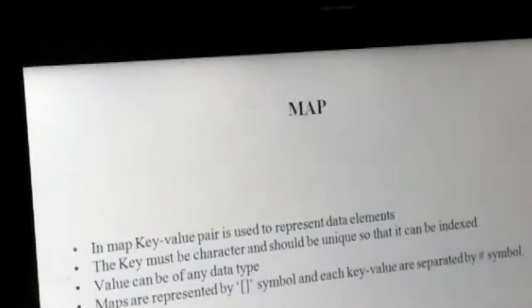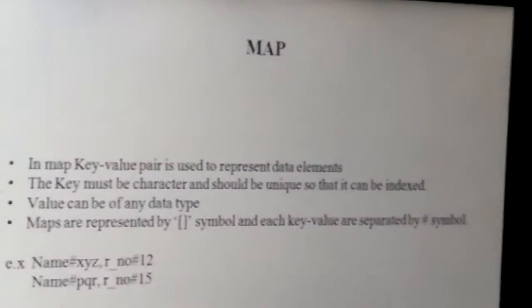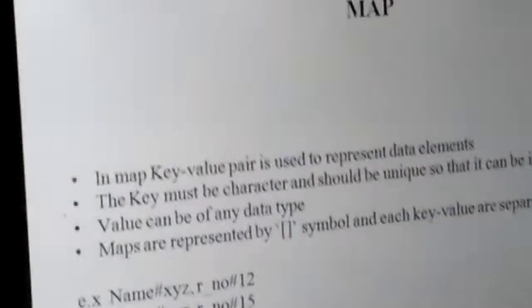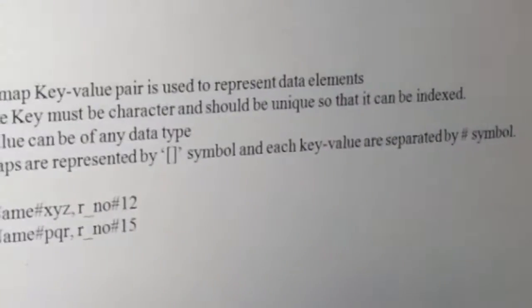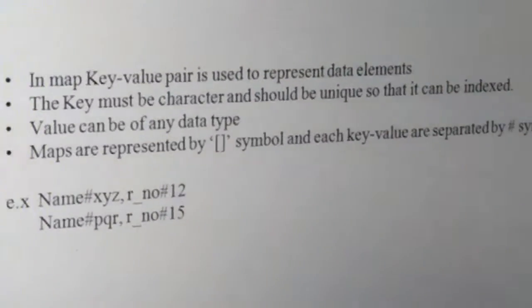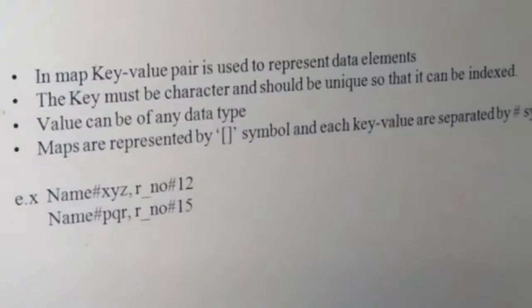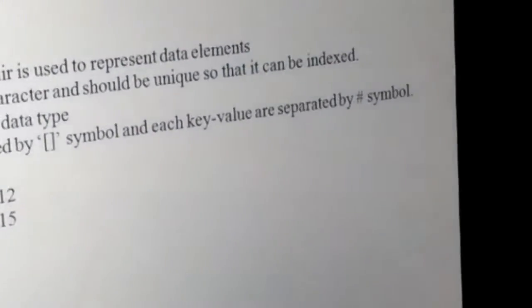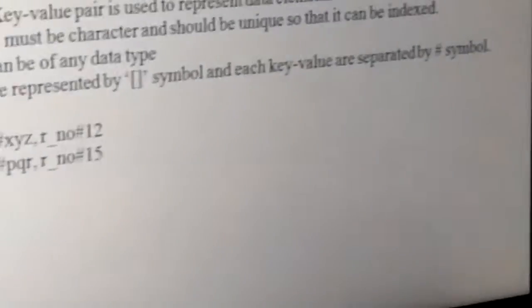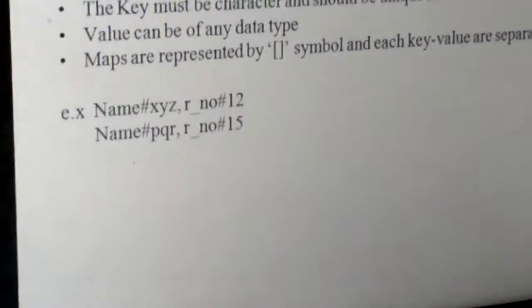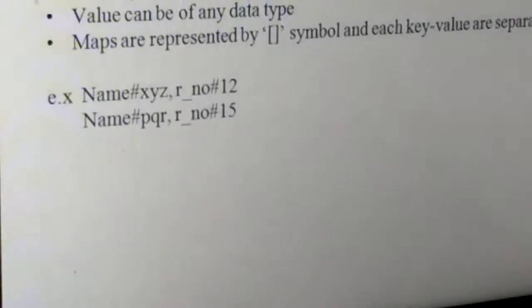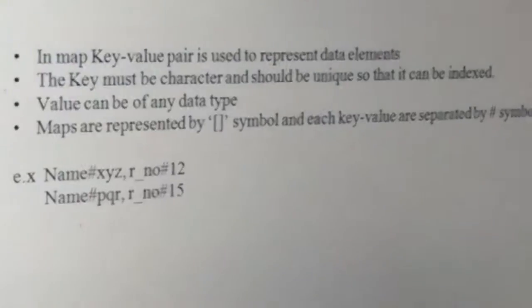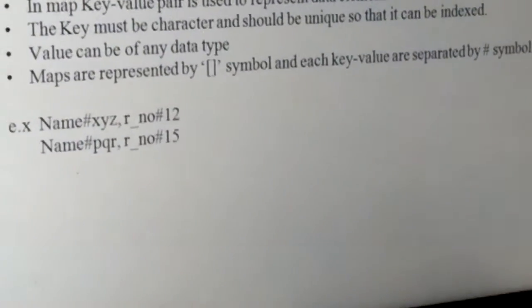Then the next data type is map. In map, key value pair is used to represent the data elements. The key must be character and should be unique so that it can be indexed, and value can be of any data type. So maps are represented by a pair of opening and closing square brackets, and each key value are separated by the hash symbol. See an example. This is an example.